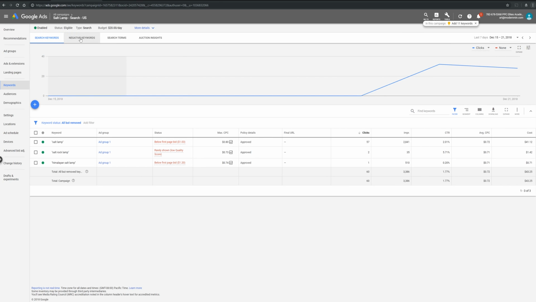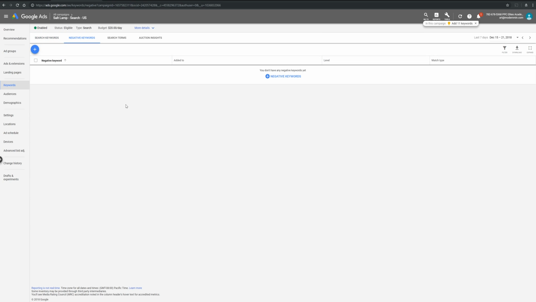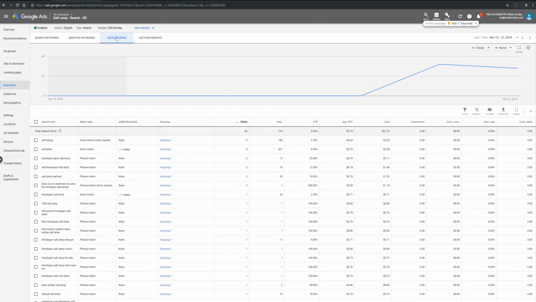And most people would think, oh, let's go to negative keywords. No, there's not going to be anything here. This is just going to be your list of compiled negative keywords after you've added them. Where we want to go is to search terms. And from here, we're going to see a list of every single different search term we've popped up for.